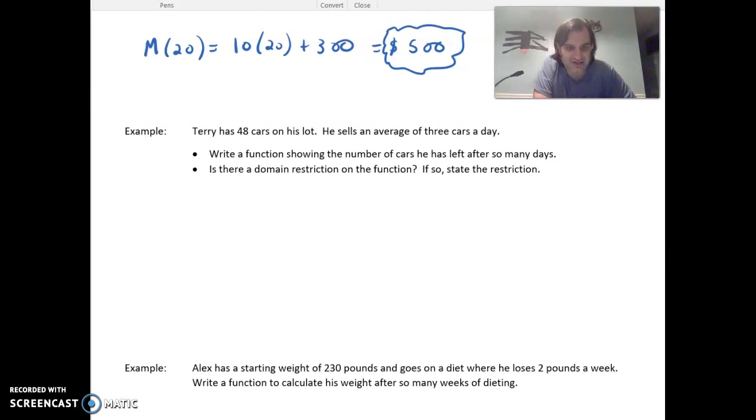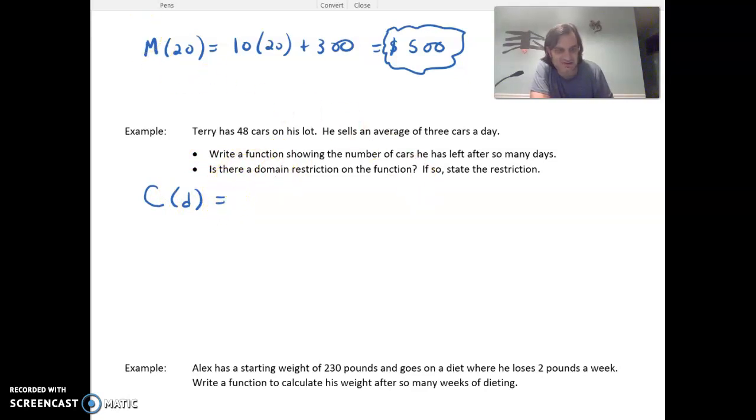Terry has 48 cars on his lot. He sells an average of 3 cars a day. Write a function showing the number of cars he has left after so many days. So we're assuming he's not getting any more in. So let's see here. What can we do here? Well, we're trying to calculate the number of cars he has, so we'll call our function C. And the thing that's changing here is the number of days. So we'll call it C of D.